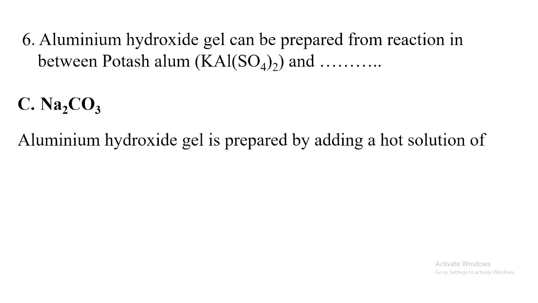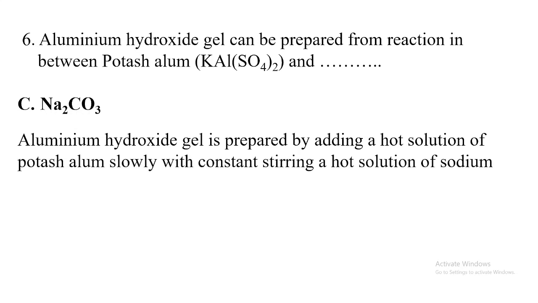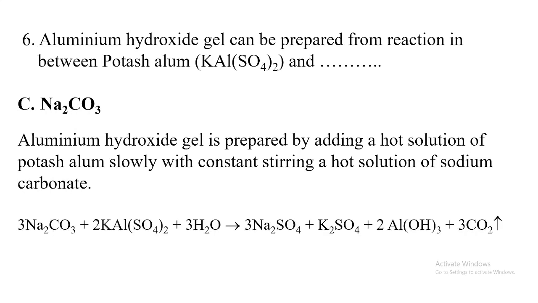Aluminum hydroxide gel is prepared by slowly adding a hot solution of potash alum, with constant stirring, to a hot solution of sodium carbonate. The reaction is shown below. Sodium carbonate plus potassium aluminium sulfate in the presence of water, that is in solution form, forms sodium sulfate, potassium sulfate, aluminum hydroxide and carbon dioxide.